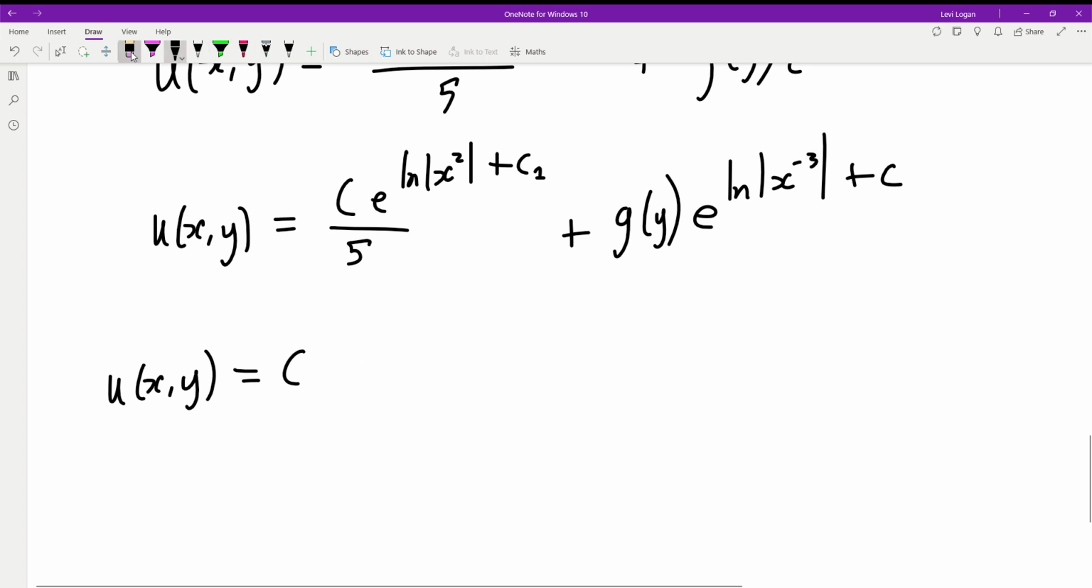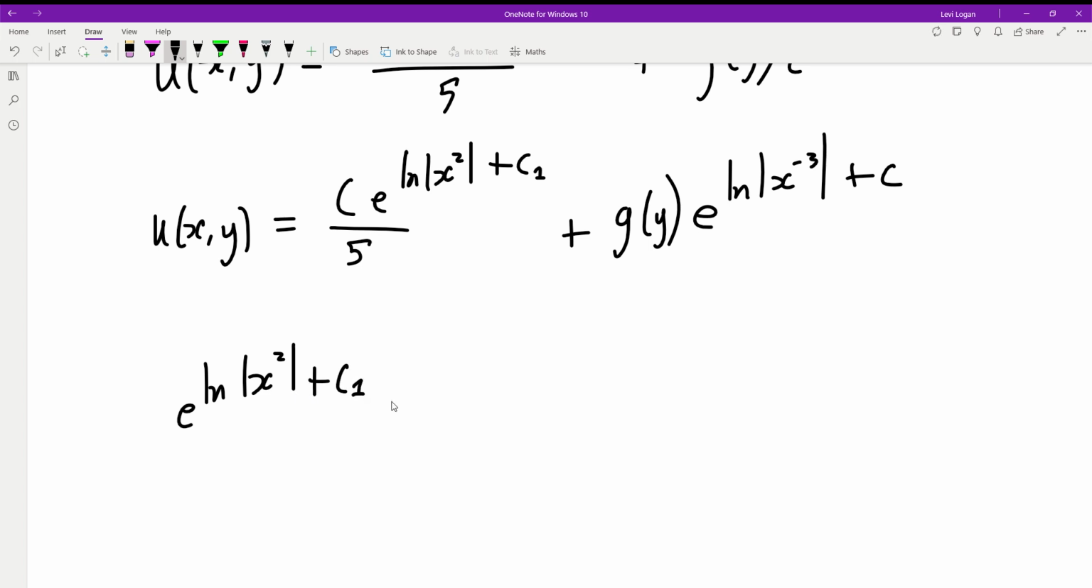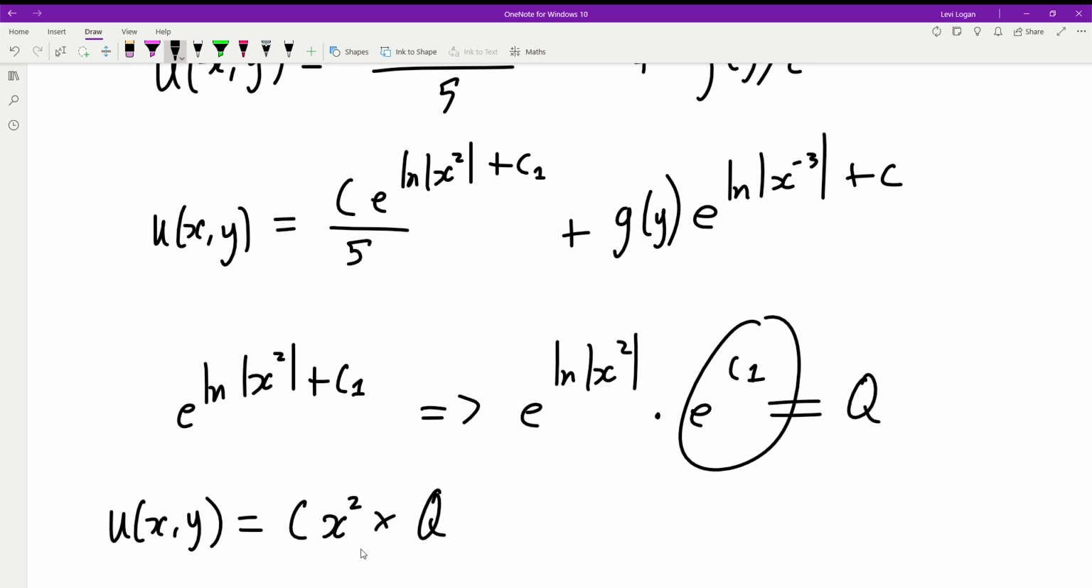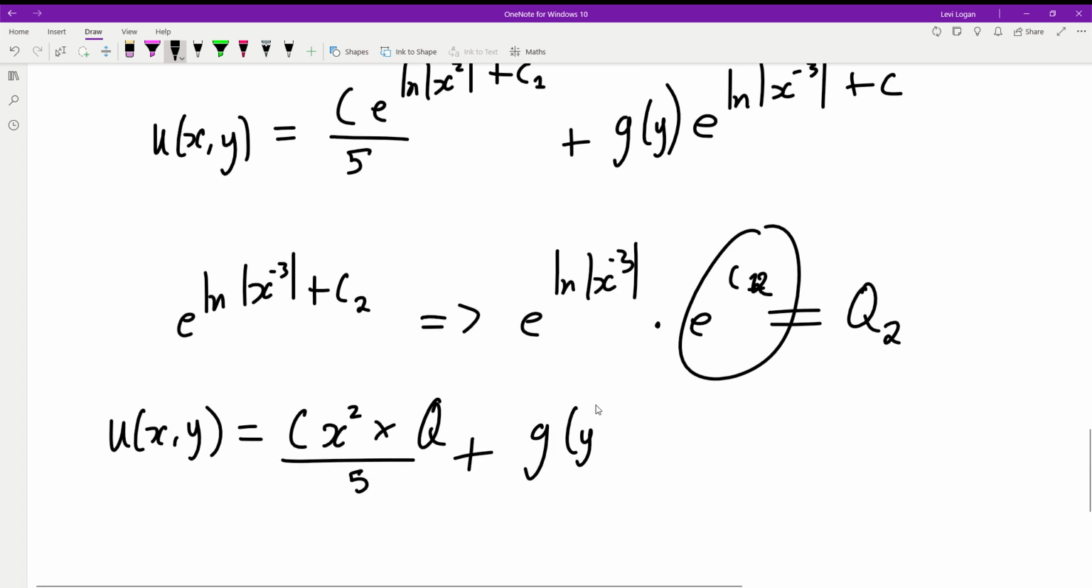We can break this term up really quickly. e^(ln of x squared plus c1) is the same as e^(ln of x squared) times e^(c1), and we'll define that as another constant. So for this first term, u of x and y is c times x squared times this other constant, which I'll call q, all on 5, plus, and then we've got the same old deal: instead of x squared, this is x to the negative 3, and this is constant 2, which I'll call q2. So I'll have g of y multiplied by x to the negative 3 times q2.